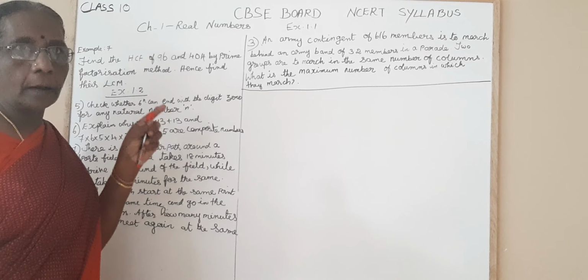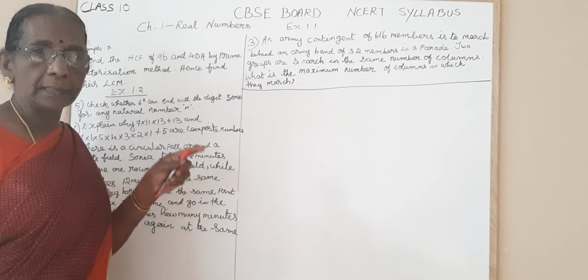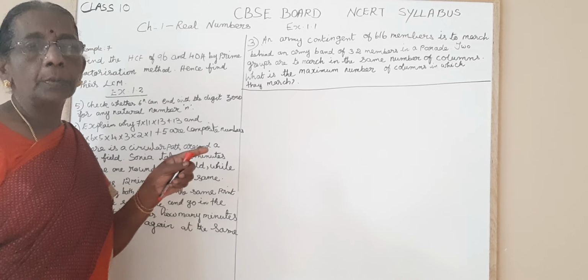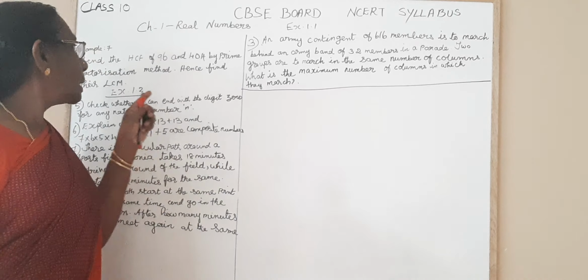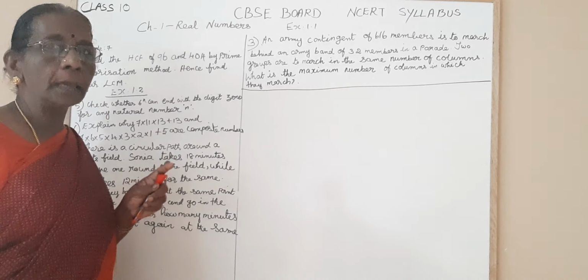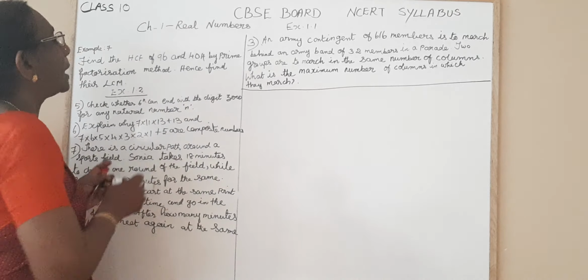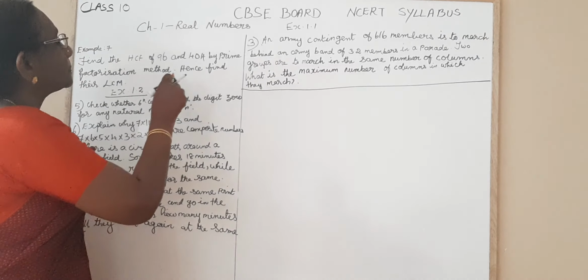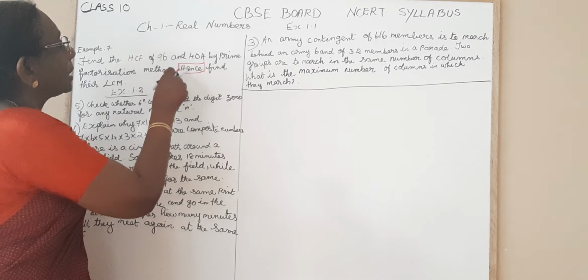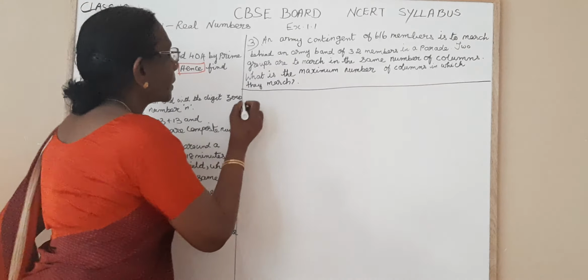Then you have to apply the formula HCF into LCM is equal to product of the numbers, and find the LCM. You don't need to find the LCM by prime factorization method. That is why here it is given, hence find the LCM. Have you understood the meaning of the word hence? And now let us find the HCF.